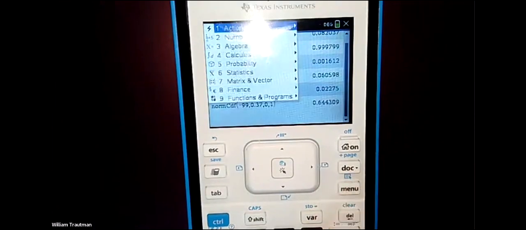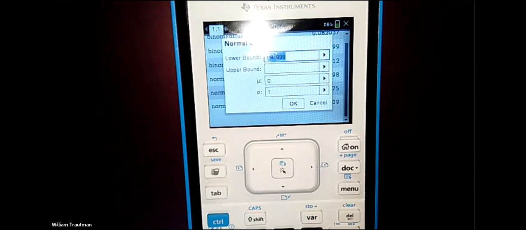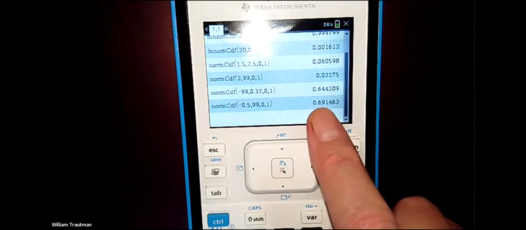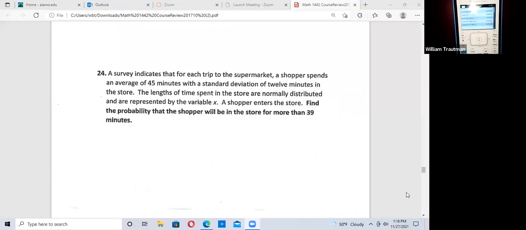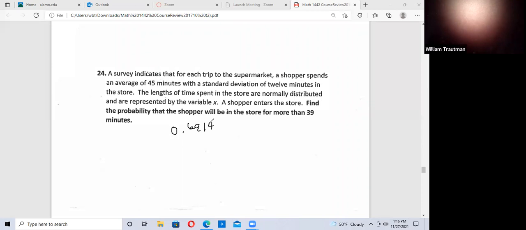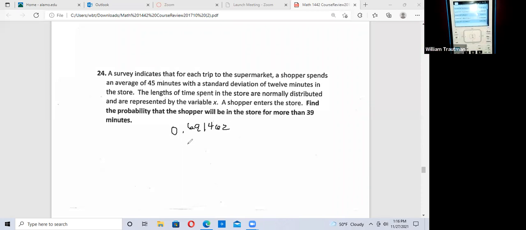Menu 552. The lower z is negative 0.5. The upper z-score was 99. And from here, I can tell you how much was shaded in: 0.6914. So for this particular problem, we ended up with 0.6914, to 4 decimal places. It's right there.